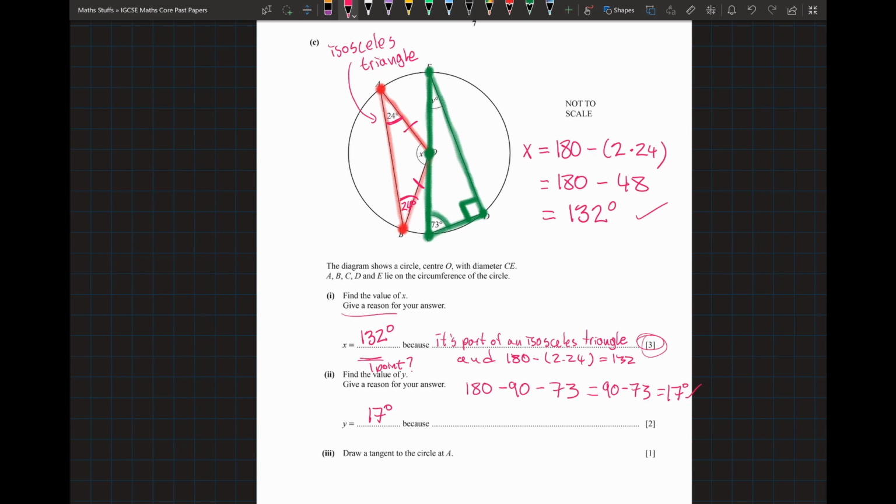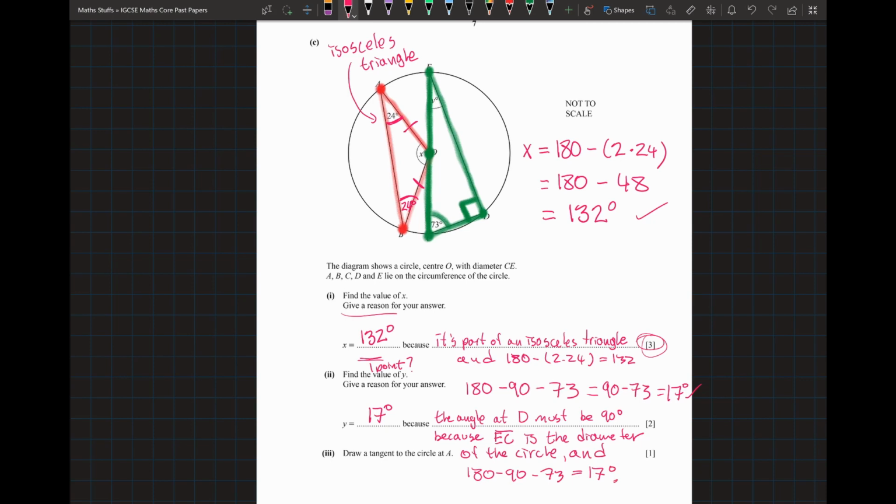I would say the angle at D must be 90 degrees because EC is the radius, sorry, not the radius, the diameter of the circle, and 180 minus 90 minus 73 is equal to 17 degrees. This is how I would answer it.